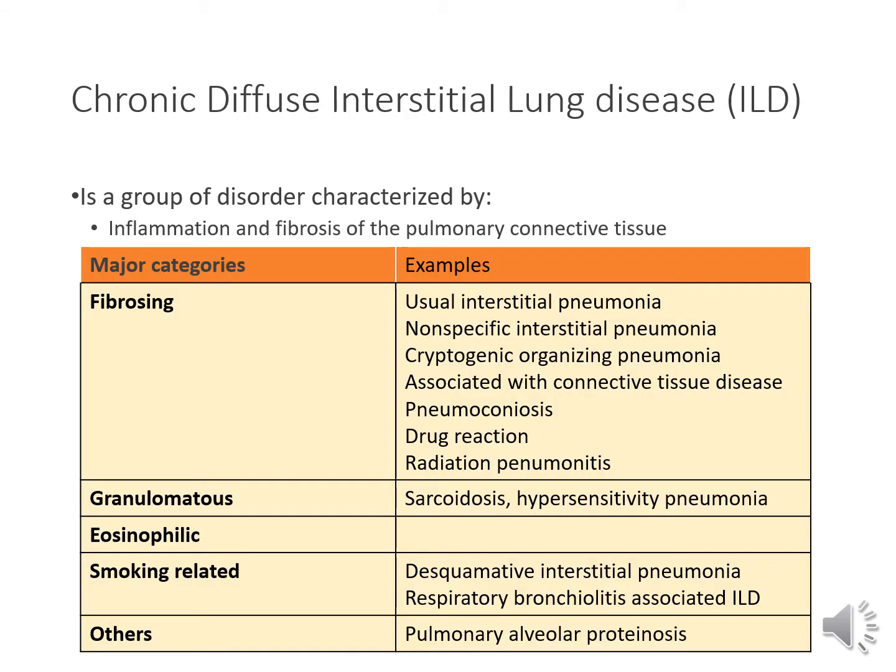Chronic diffuse interstitial lung disease is a group of disorders characterized by inflammation and fibrosis of the pulmonary connective tissue, and it is divided into 5 major categories: fibrosing, granulomatous, eosinophilic, smoking-related, and others. We are going to look at a few of these in this lecture.